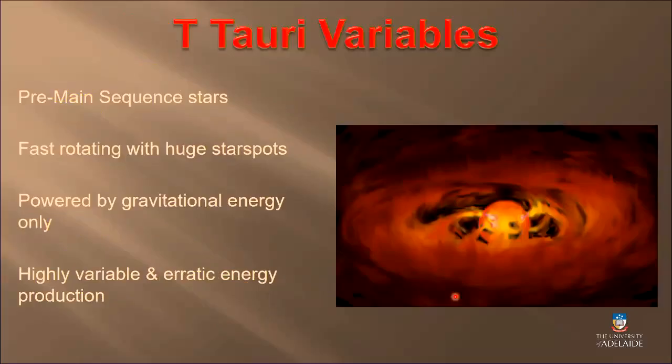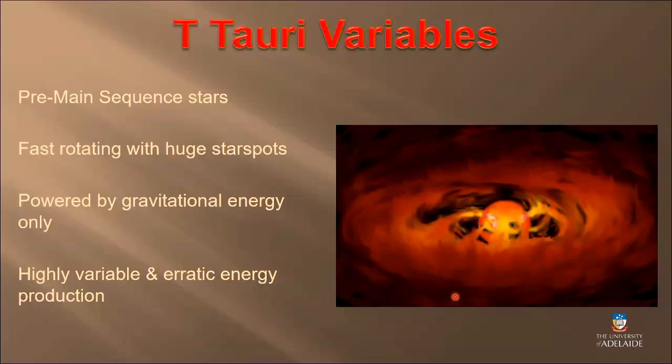Then we have T Tauri variables. So these are a totally different class of star. These are pre-main sequence stars. So these are stars like protostars that have only just formed, and they're so young that they actually haven't started nuclear fusion in their cores yet. They haven't contracted enough and built up enough temperature in their cores to start nuclear fusion. So they're only emitting radiation due to gravitational energy contraction.